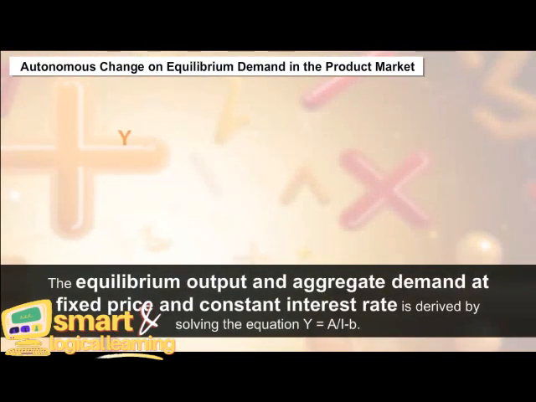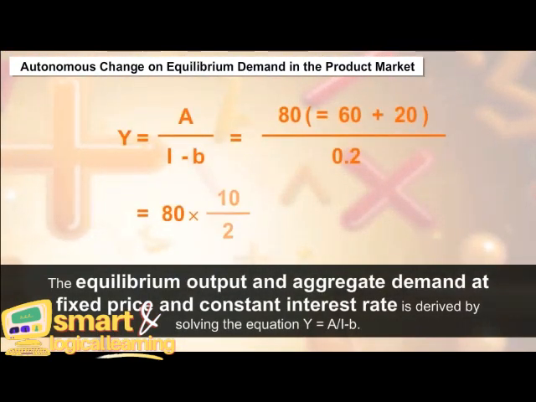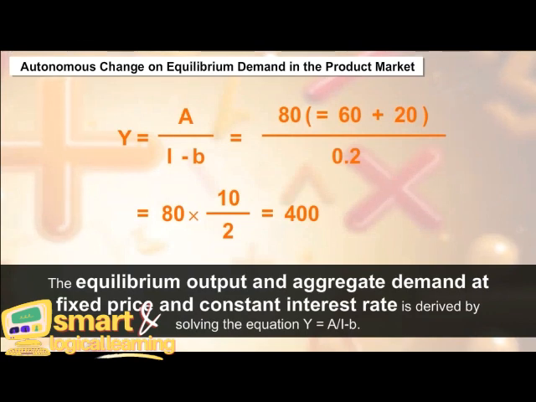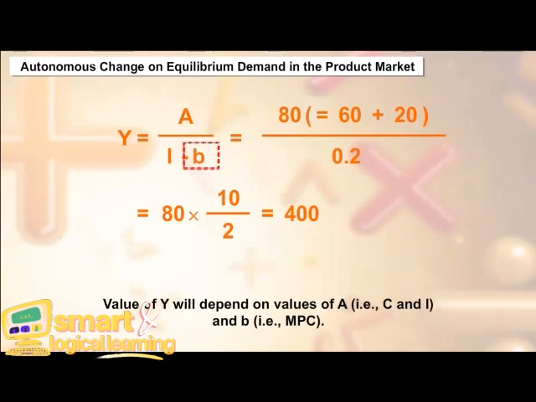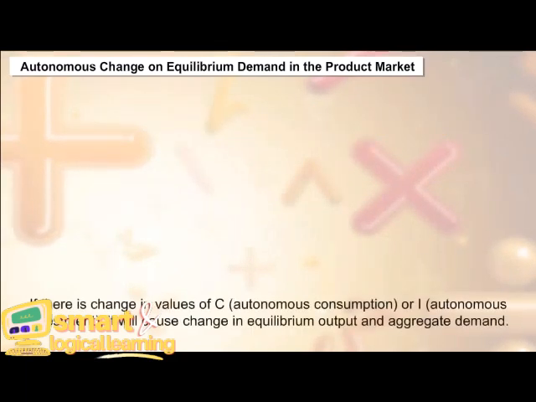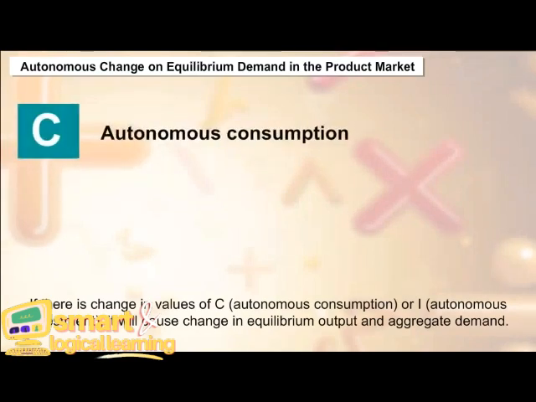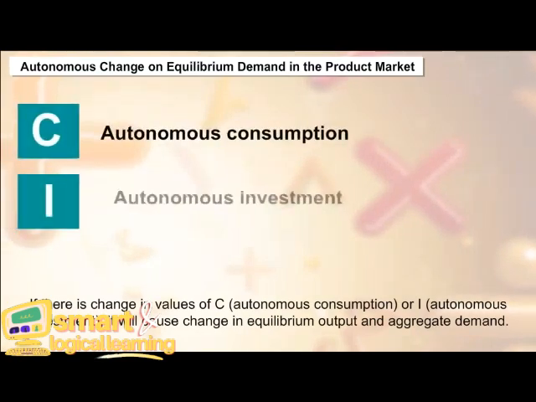The equilibrium output and aggregate demand at a fixed price and constant interest rate is derived by solving the equation y = a/(1 - b). Clearly, the value of y will depend on the values of a, that is C and I, and b, that is MPC. Thus, if there is a change in the value of C, that is autonomous consumption, or I, autonomous investment, it will cause a change in equilibrium output and aggregate demand.